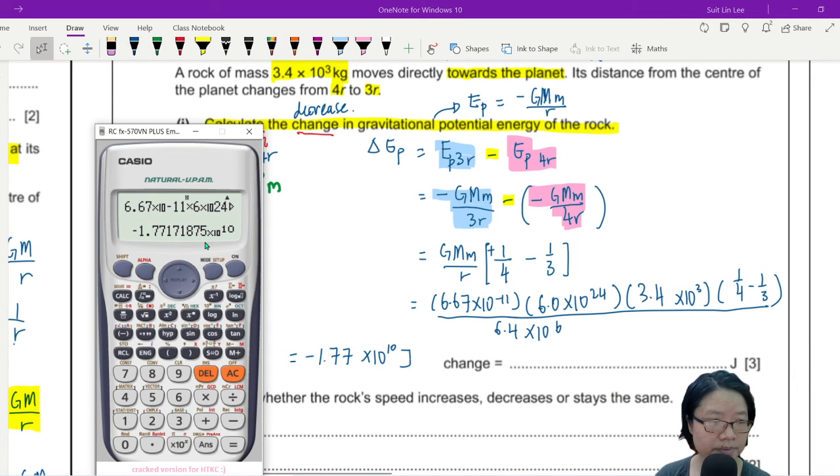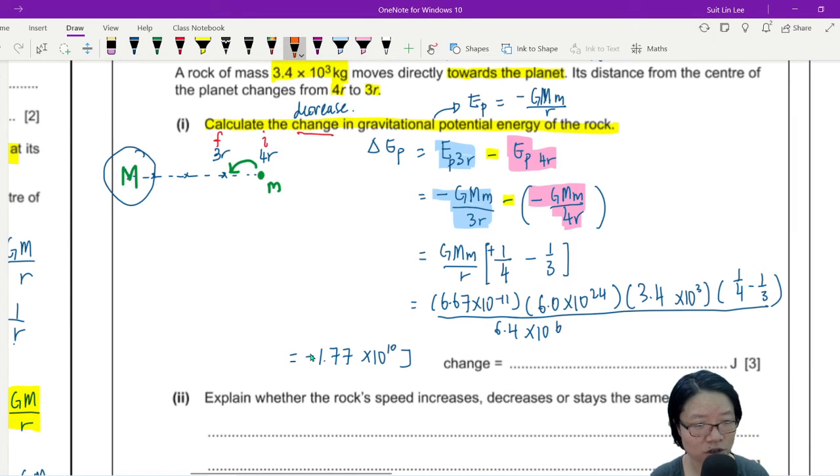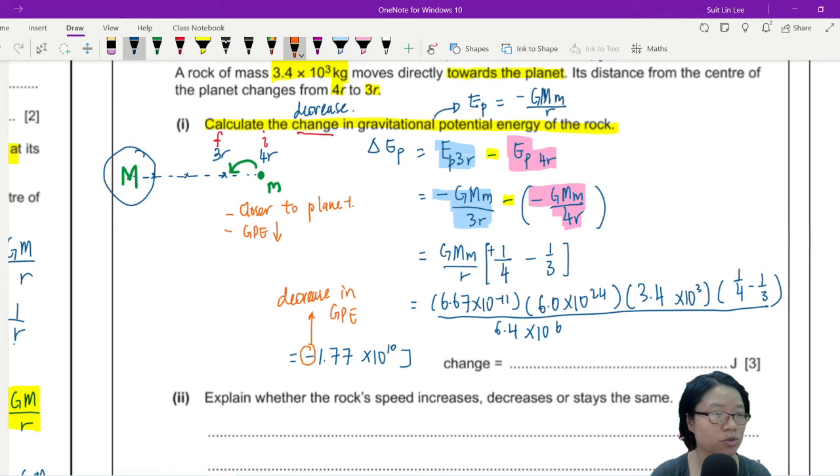Okay? Then you might be thinking, why is there a negative? Remember when we started this discussion, we know that this one is a decrease in GPE, which makes sense because your M is moving closer to the surface, closer to the planet. So if it's moving closer, GPE should decrease. Okay, so here I will write the answer, 1.77 times 10 to the power of 10 joule.